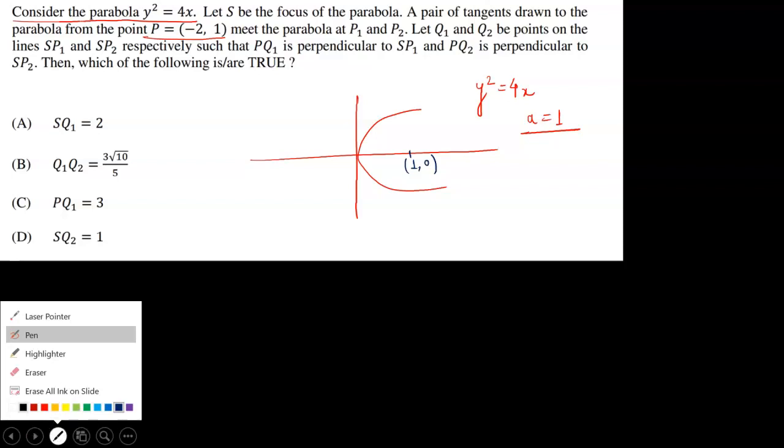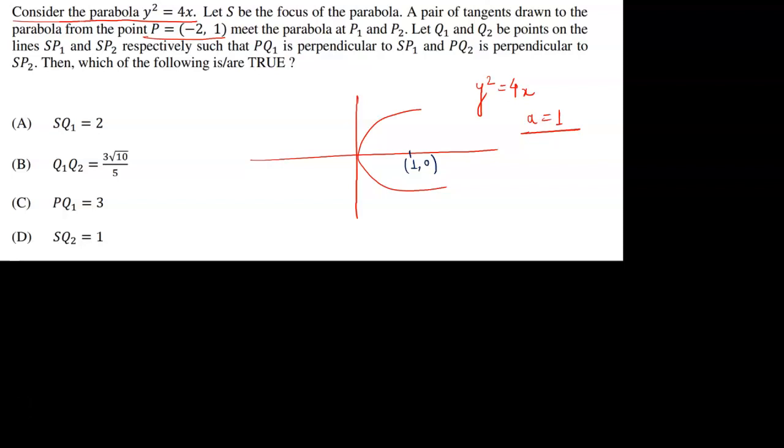So let us take here the point P, which is (-2, 1), and a pair of tangents are drawn from this side. You can see here, this is a tangent first and this is another tangent. Okay, so they meet the parabola at P1 and P2. Let us name them P1 and P2, and after that let Q1 and Q2 be the points on the lines SP1 and SP2 respectively.